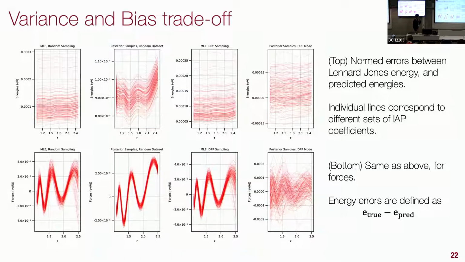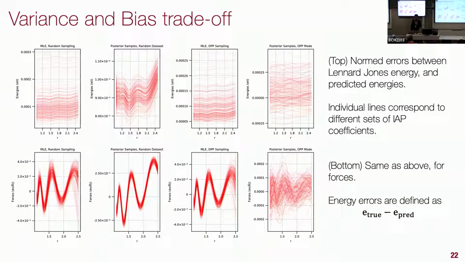So what I'm showing here, these 4 columns are associated with these 4 different techniques that I described. First, if you just fit maximum likelihood estimates based off of random sampling, that's the first column. Maybe if you choose one particular data set and then you use Bayesian fitting and then you get some posterior distribution, that's the second column. Maybe you do maximum likelihood estimation, but you use DPP sampling. And then the last column is if you use the Bayesian posterior associated with the DPP.